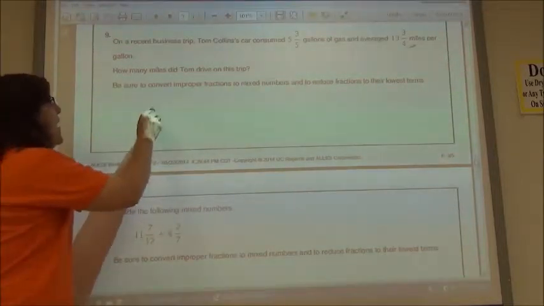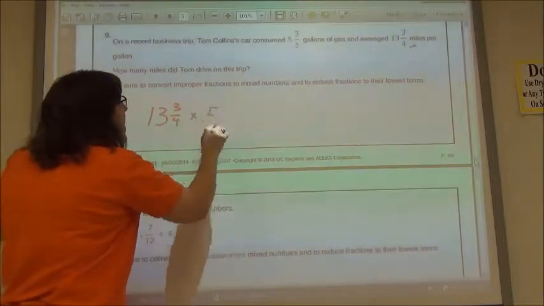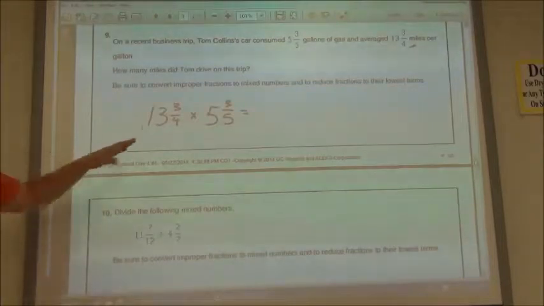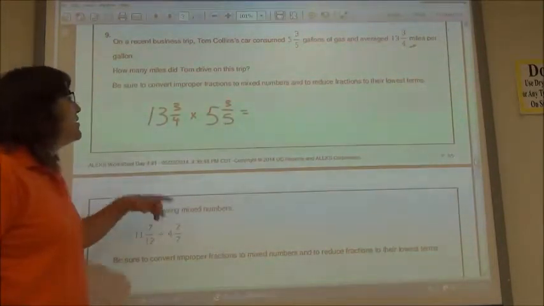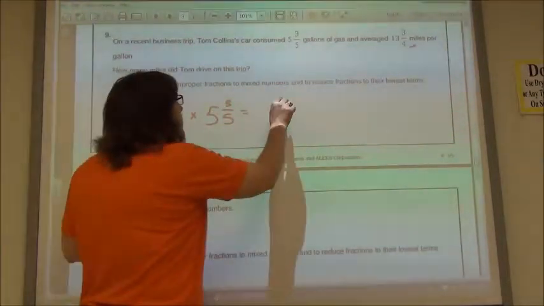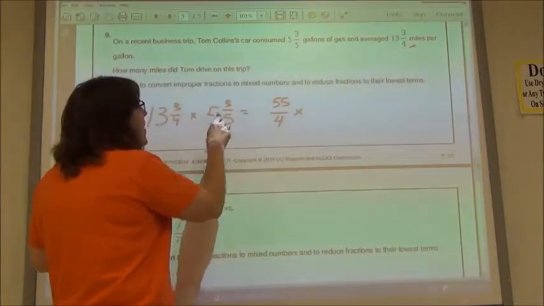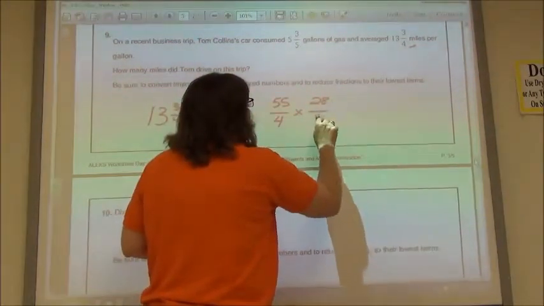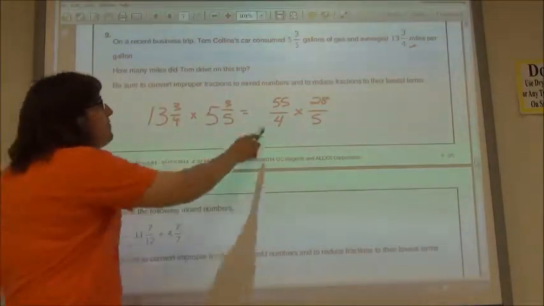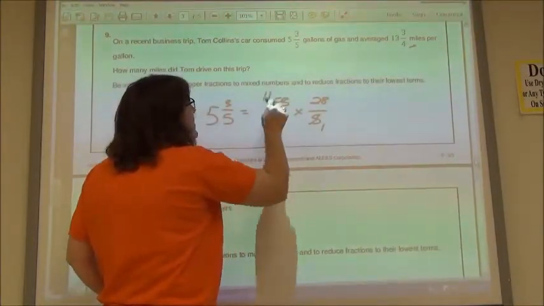So in this case, I have to take the 13 3/4 miles per gallon times the 5 3/5 gallons of gas that I used. I'm going to multiply these out. I have to first of all convert to improper fractions. So 4 times 13 would be 52 plus 3 would be 55/4. 5 times 5 is 25, plus 3 would be 28/5. On this one, it's a little nicer because I can do some reducing. 55 and 5 are both divisible by 5. 5 goes into there once and into there 11 times.